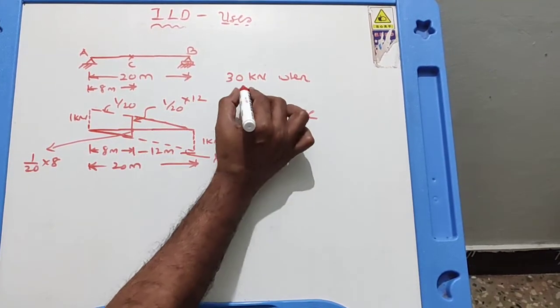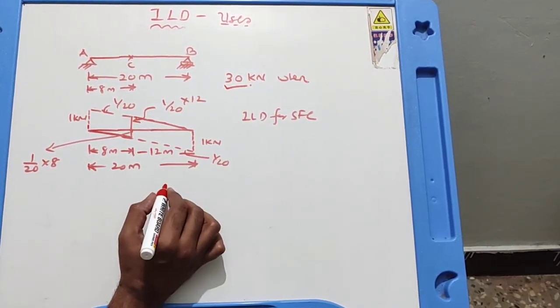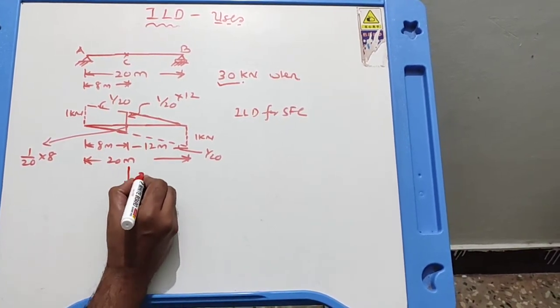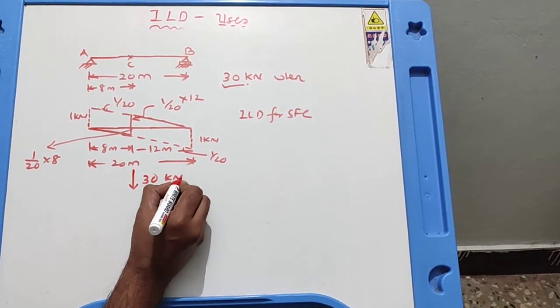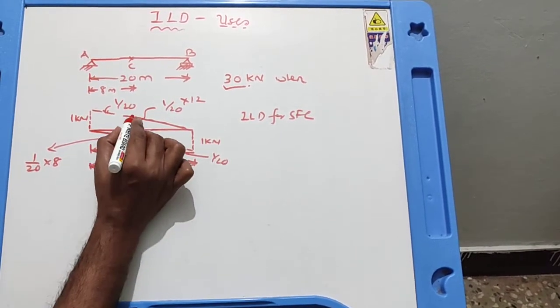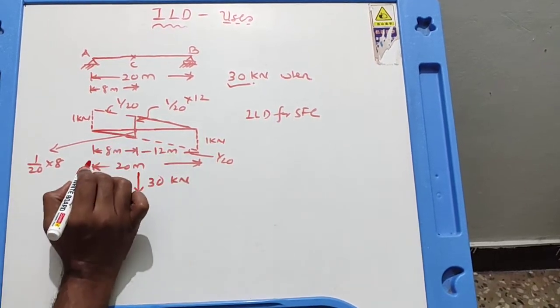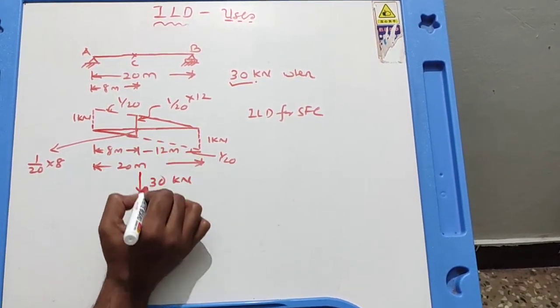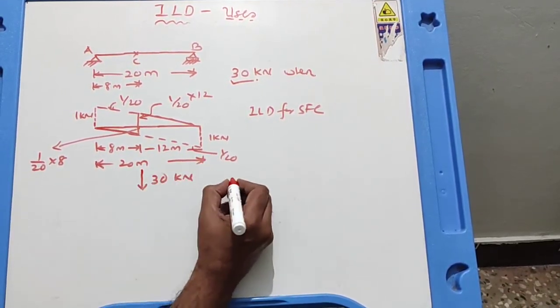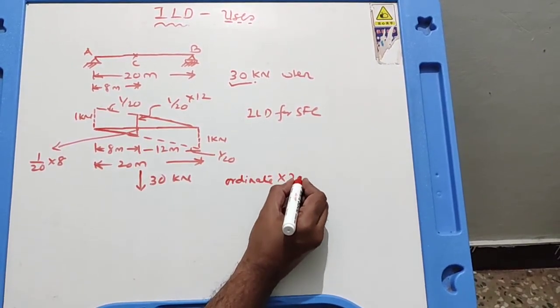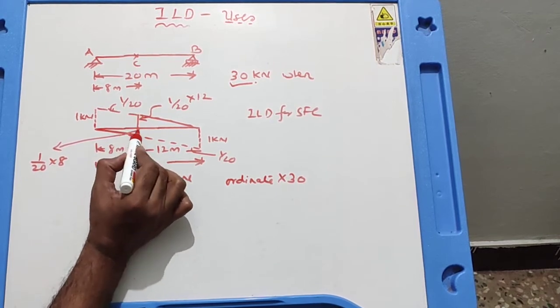Now instead of unit load, a 30 kilonewton load is occupying. So what we have to do? Keep 30 kilonewton at section C. So this ordinate is 12 upon 20 for 1 kilonewton. For 30 kilonewton, what would be the ordinate? That is ordinate into 30. What is the ordinate? There are two ordinates here.